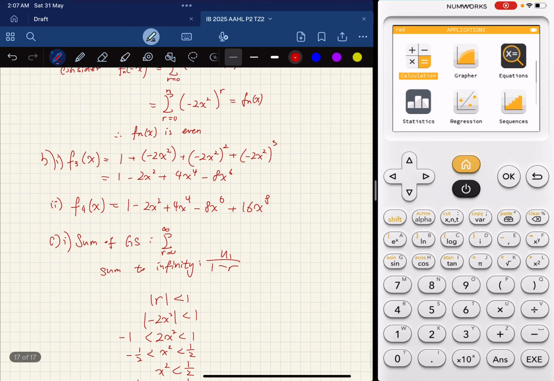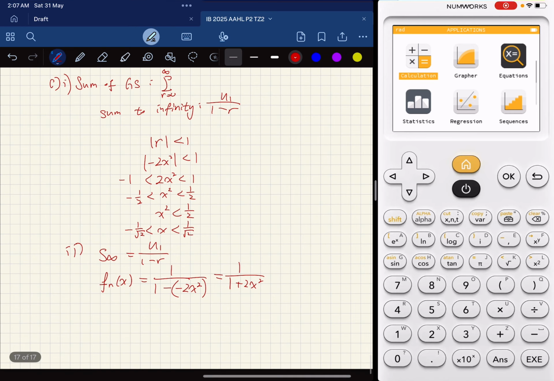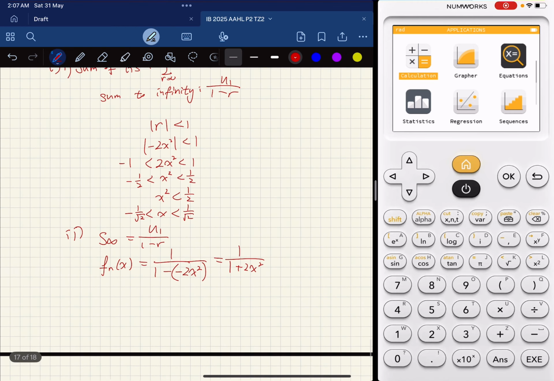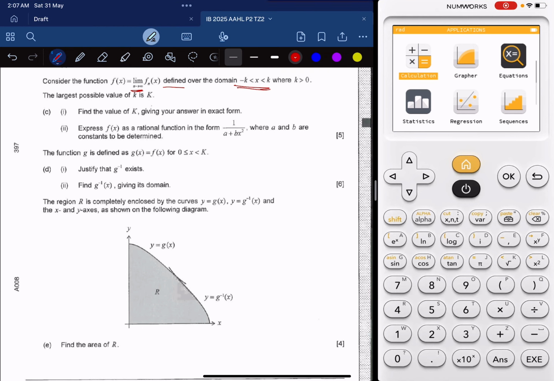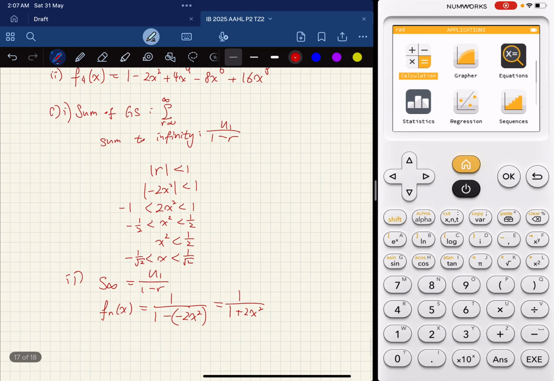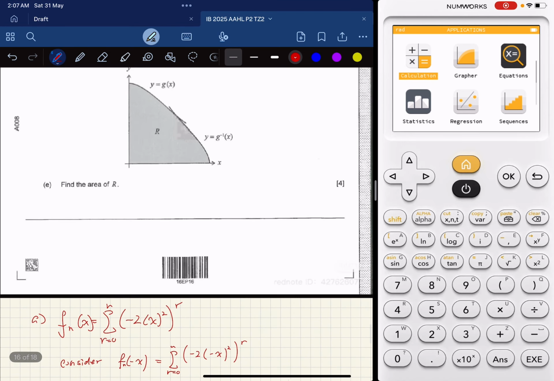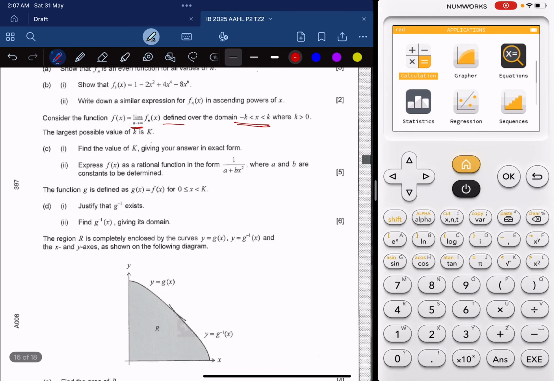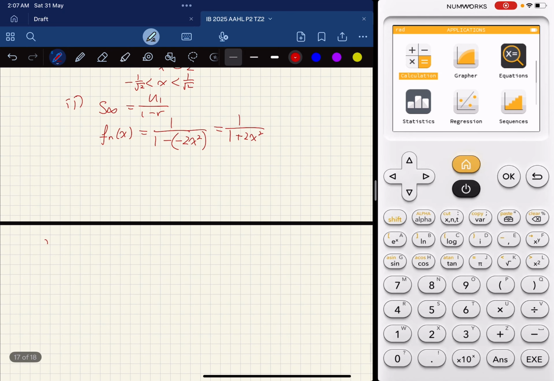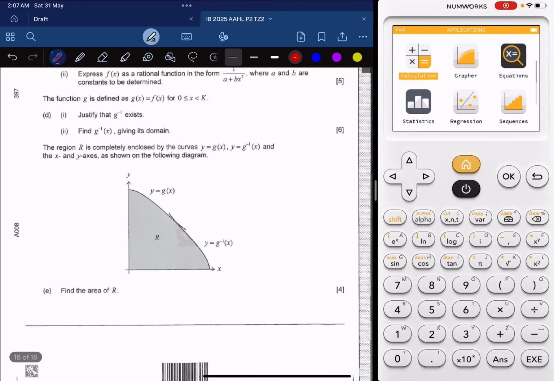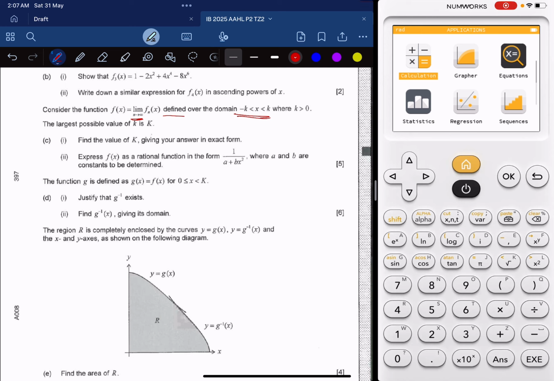Okay, so yeah, that's basically it. So let's see, a and b are constants to be determined, right? So a will be 1, b will be 2, but you actually don't really need to write that. Okay, so that's 5 marks already. So D. The function g is defined by g(x) equals f(x) for a domain 0 to k. So now they're restricted only to the positive side. Justify that g inverse exists.